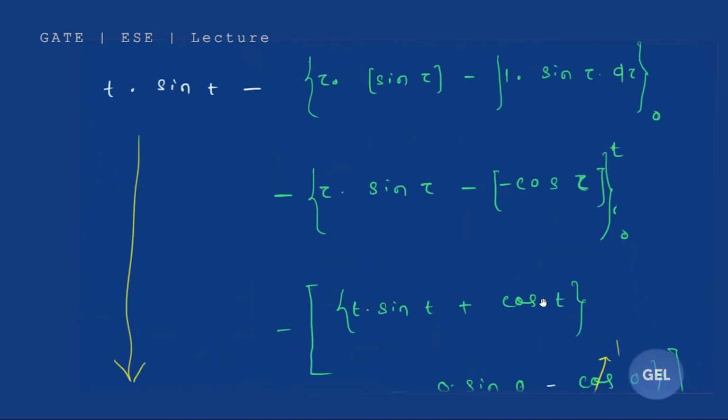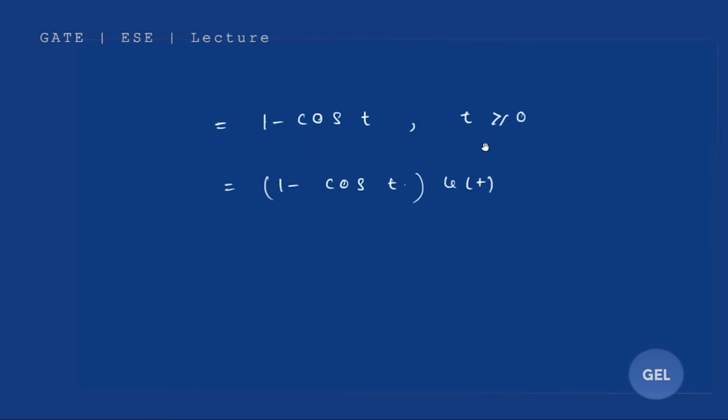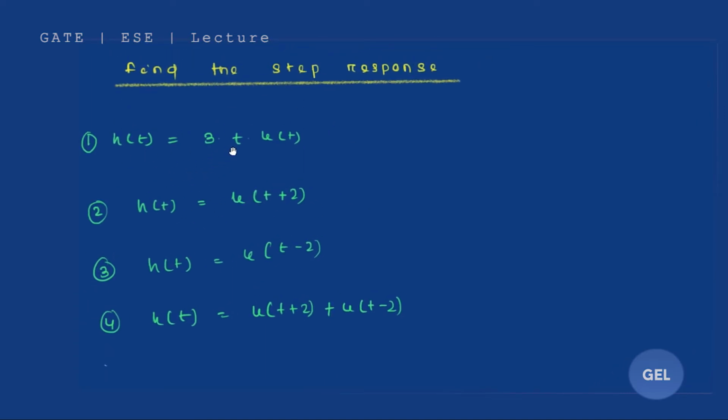Corrected it here. So please do check this and you'll get this value as your final result. Okay, moving on to our next kind of question, that is h(t), that is find the step response.